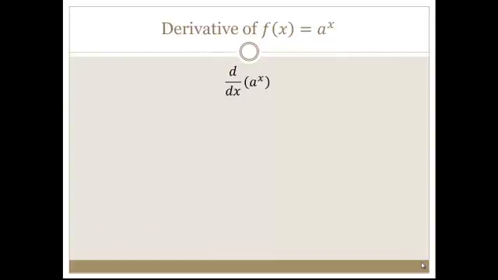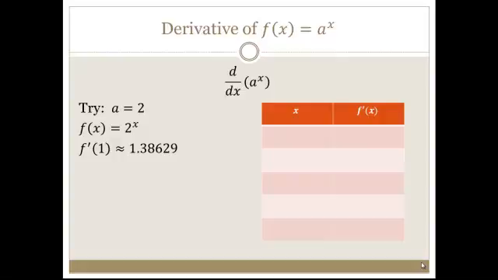To compute the derivative of a to the x, let's start out with an example. Let's try a equals 2. So we're looking at the function f of x equals 2 to the x. Recall that we already computed f prime of 1 to be 1.38629 in a previous video. To understand f prime of x in general, let's look at a table where we keep track of many values of x and f prime of x. Starting with, when x is 1, f prime of x is 1.38629.